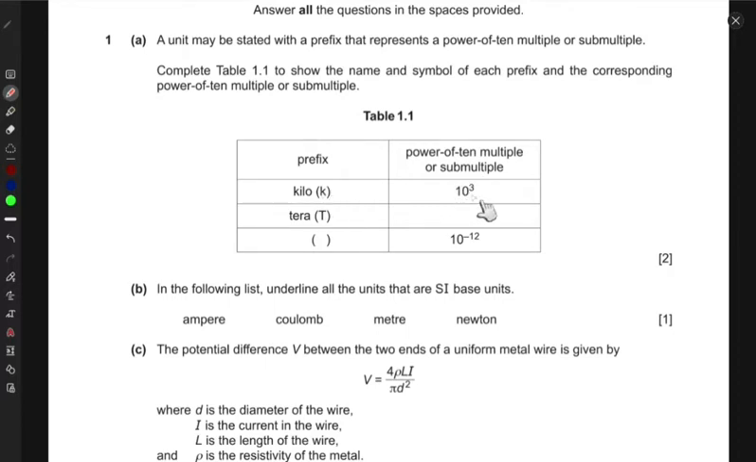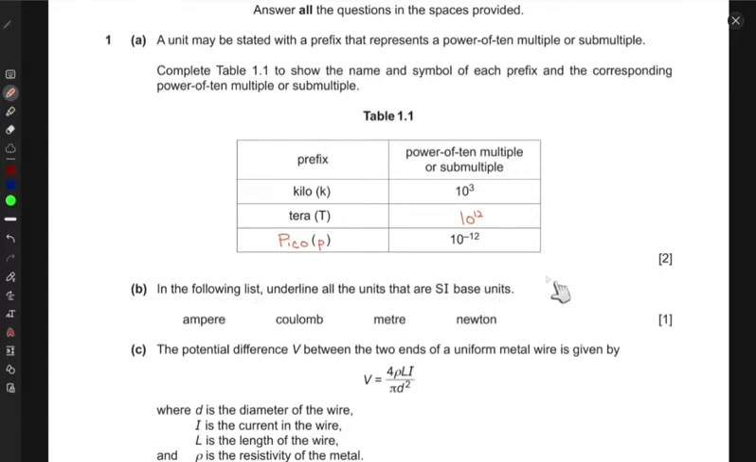So we know that kilo is 10 raised to power 3, tera is 10 raised to power 12. So you have to understand and learn your prefixes. You practice, do some problems, go through them once or twice, you tend to remember them quite easily. 10 to power minus 12 is pico, so it's P-I-C-O, and the symbol for it is small p. So that's your table. Next, in the following list, underline all units that are SI base units.